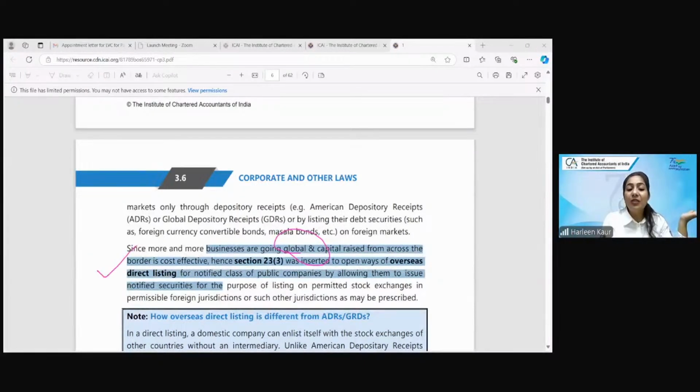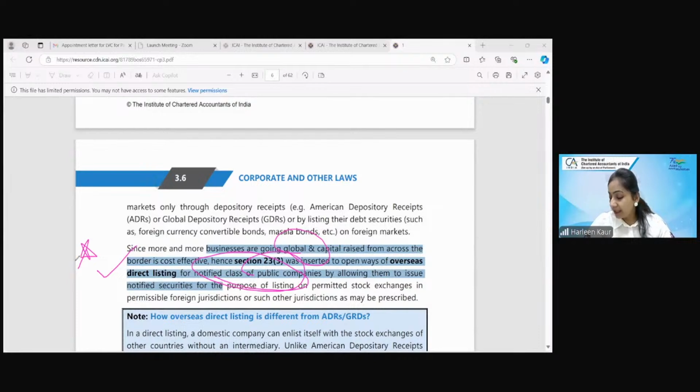So here only the companies which are notified classes of public companies are permitted to raise their shares in the foreign jurisdiction as well. This much line is only written over here. So you can simply remember there are certain public companies. You can write it down briefly also. Please write down over here, I'm making you write a small note. Certain public companies which have been notified can list their shares in the foreign jurisdiction. Only the notified public companies can list their shares in the foreign listing or overseas listing. Can list their shares in the foreign jurisdiction means overseas listing or foreign listing is allowed.